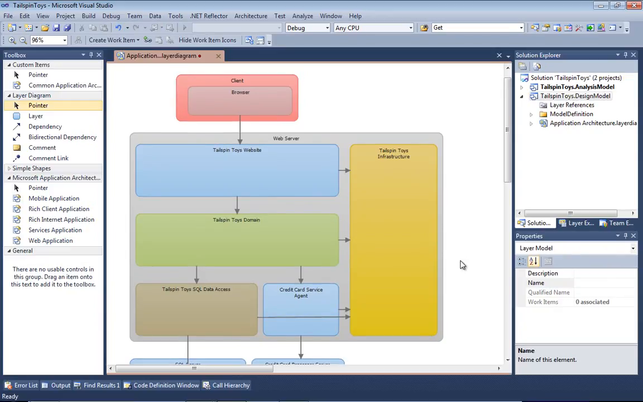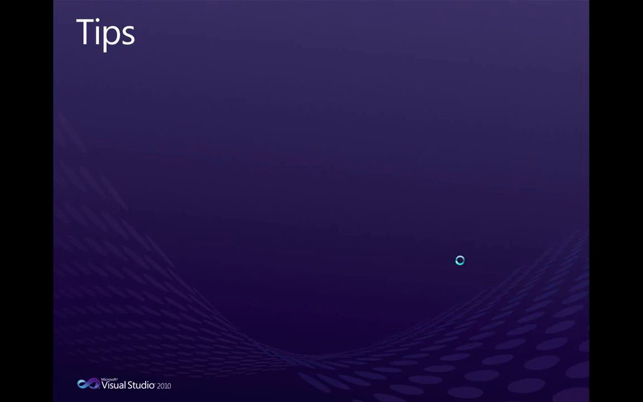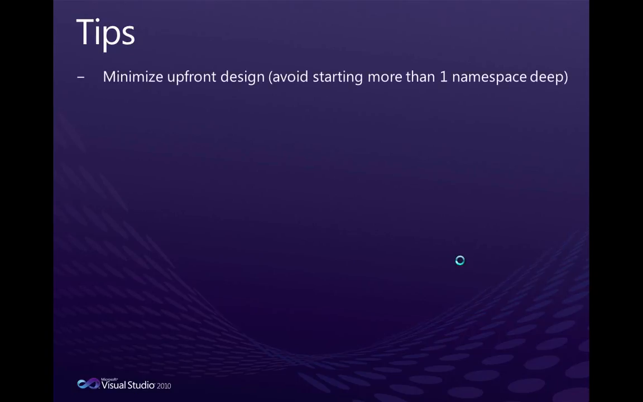So let's switch back over to our slide deck and close out this introduction to layer diagrams. I want to close this brief screencast with some tips on building better layer diagrams. First, you want to minimize your upfront design. Specifically, you want to avoid going more than 1 or 2 namespaces deep in your layer diagram, especially before you begin implementing your first iteration of requirements. As you begin each iteration, take a look at the new requirements you'll be implementing and analyze and refactor your layer diagrams appropriately.